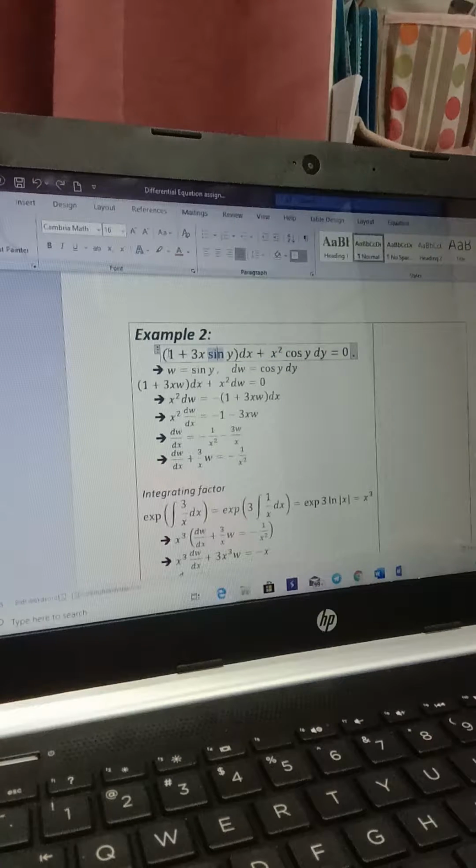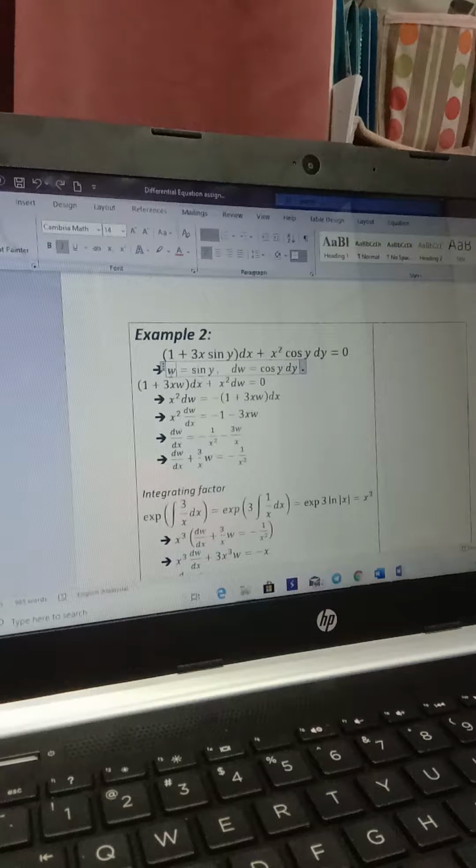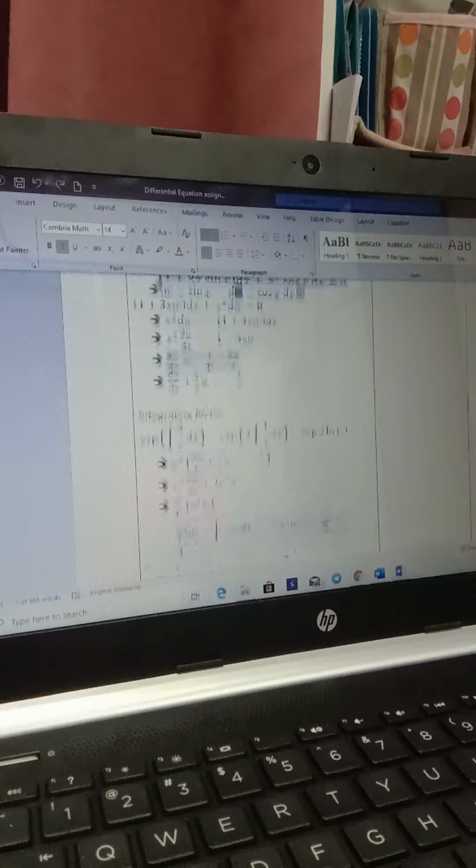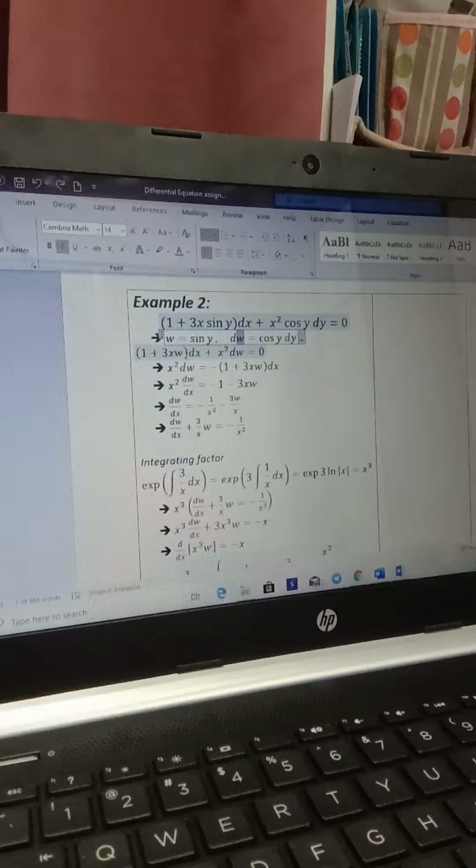So the equation is (1 + 3x sin y) dx + x² cos y dy = 0. As we want to substitute, I let w = sin y, so dw = cos y dy. So what I need to do is substitute w into the equation. Then I will get (1 + 3xw) dx + x² dw = 0.